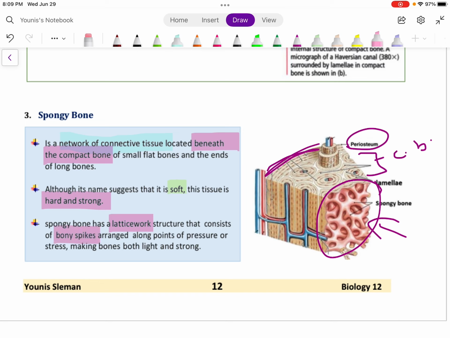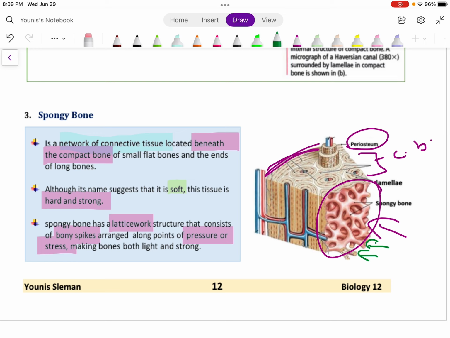And the spikes are arranged in a way in order to tolerate pressure or stress. If you just look at the diagram where I am pointing, you see the spikes? These extensions are arranged in a way in order to endure the pressure and stress, just like the way that compact bone works.